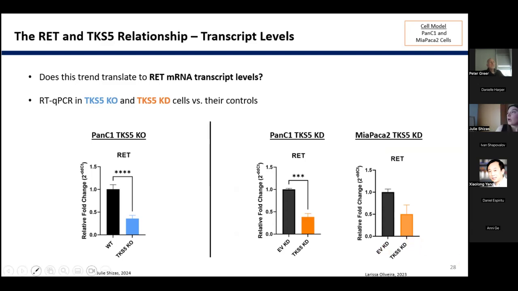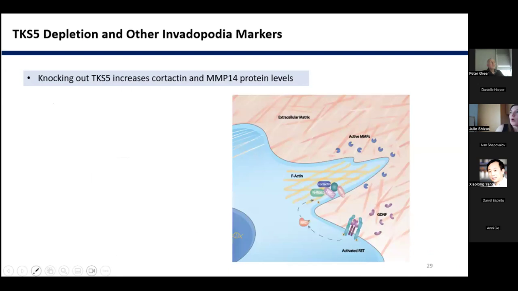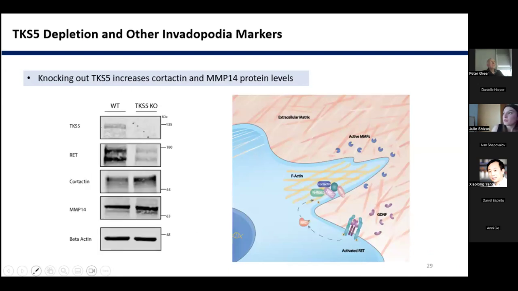The next thing I wondered was, is this a global phenomenon? So is knocking down or knocking out TKS5 also affecting other protein levels? So I looked specifically at cortactin and MMP14, as these have been shown to associate with TKS5 previously. But what I actually found is the opposite, where cortactin levels in the TKS5 knockout seem to be increasing. And this is a trend that's been observed with MMP14 as well.